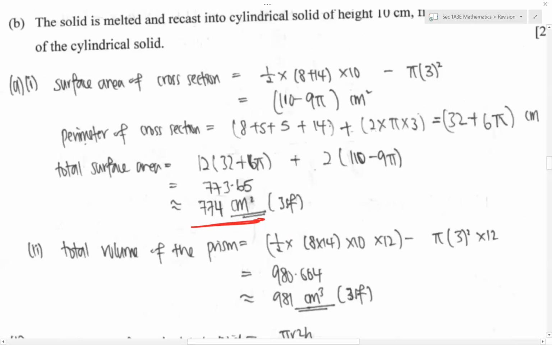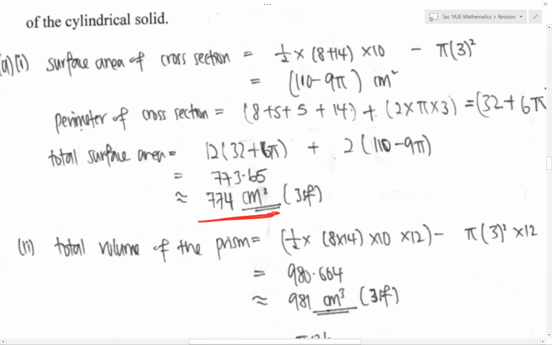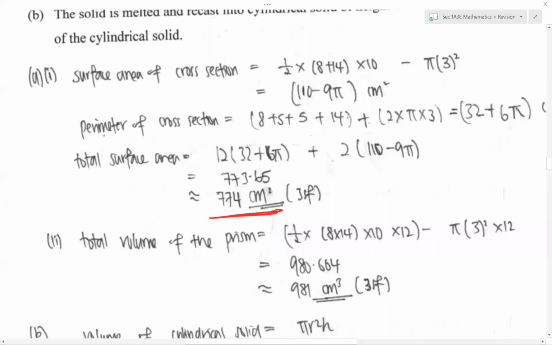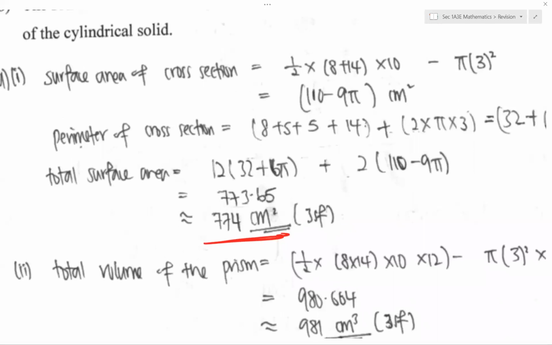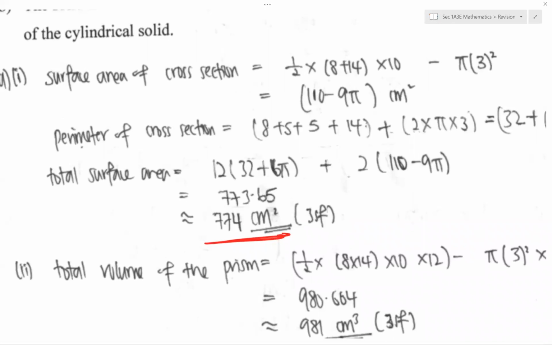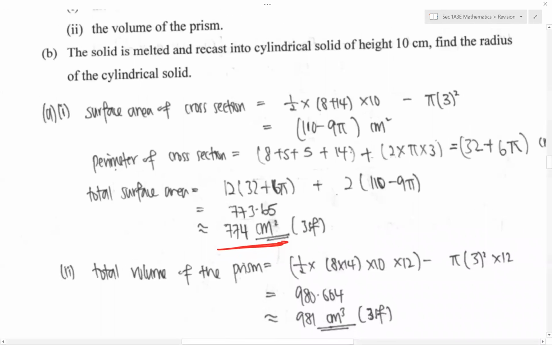Zoom in. It's on maximum already. 744. Anybody got it wrong and don't understand why? Then I will go through. Got it wrong? Okay.